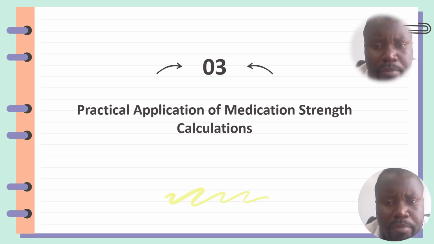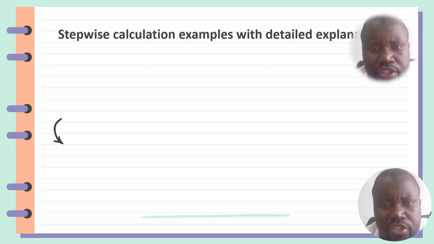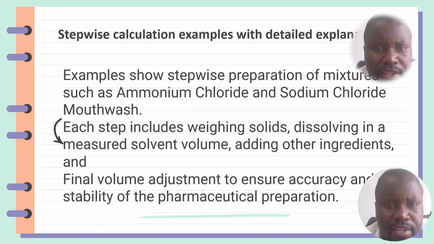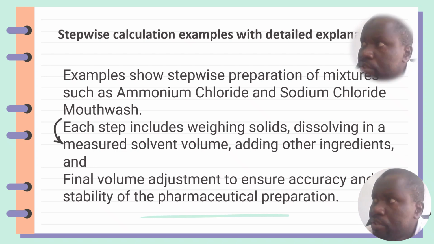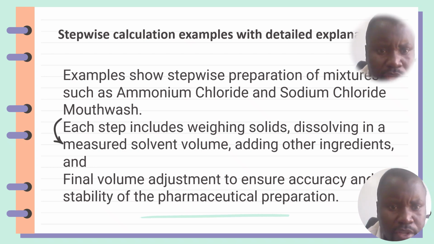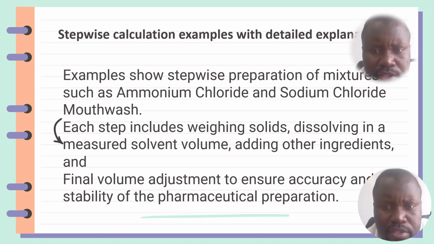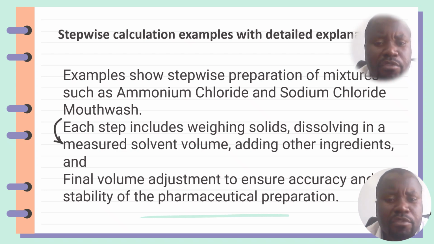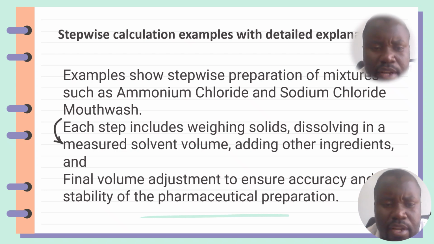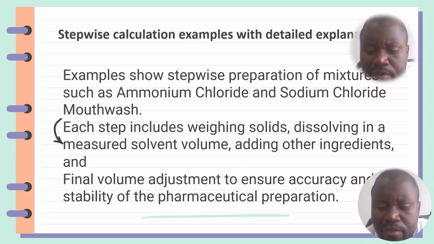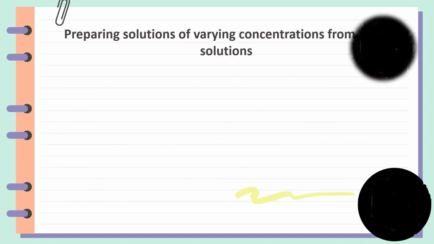Let's look at some of the practical applications of medication strength calculations. A stepwise calculation example with detailed explanations shows stepwise preparation of a mixture. For example, we have ammonium chloride and sodium chloride being put together. Each step includes weighing solids, measuring solvent volume, and adding some ingredients, but the final volume adjustment is important to ensure accuracy and also stability of the pharmaceutical preparation. So a number of considerations to make there.